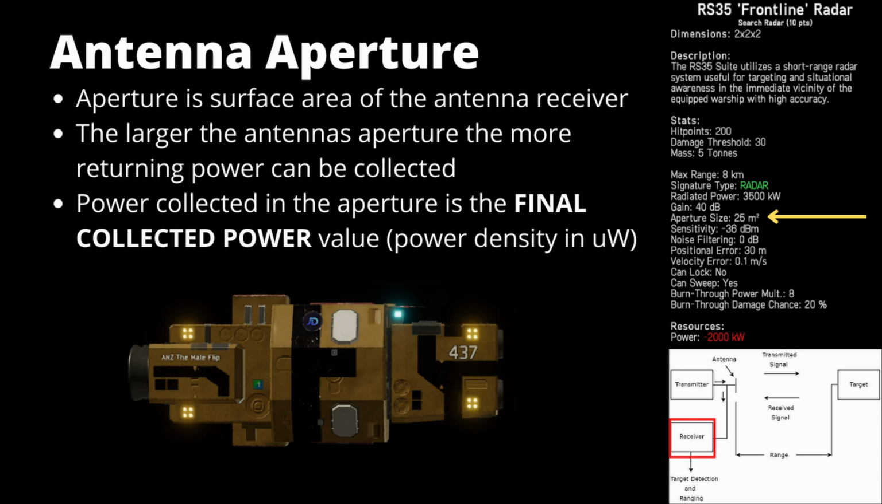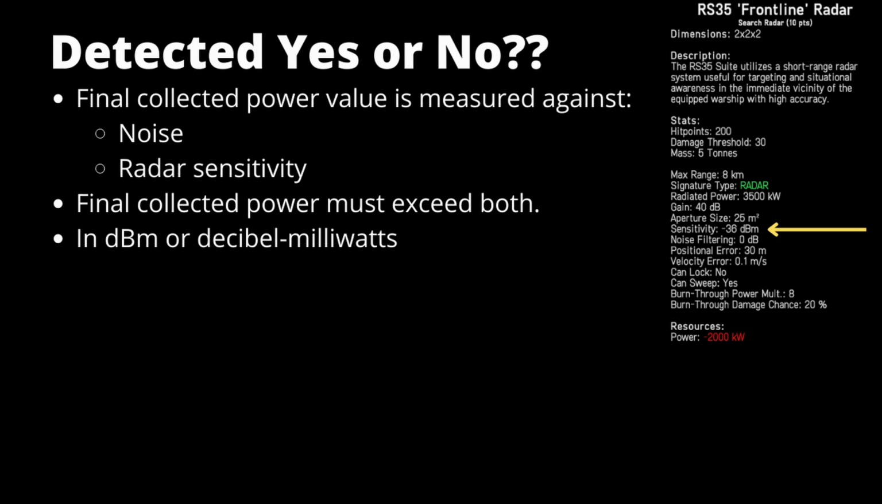And this is the final collected power value, a terminology that I'm adding in here, and it's nothing from radar or from the developer. This is what is going to be compared to determine whether or not something is seen or not. So to determine if something is seen or unseen, that final collected power value needs to be measured not only against the background noise of the battlefield, but also the radar's sensitivity. This final collected power value must exceed both in order for a track to be seen. And this is measured in decibel milliwatts, or dBm, within your component card.